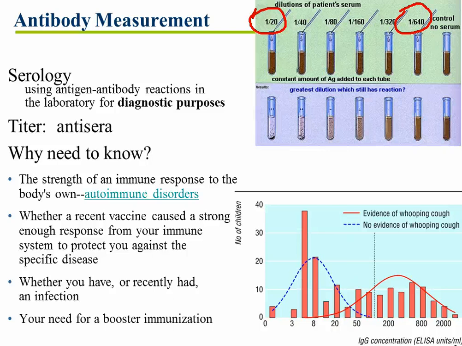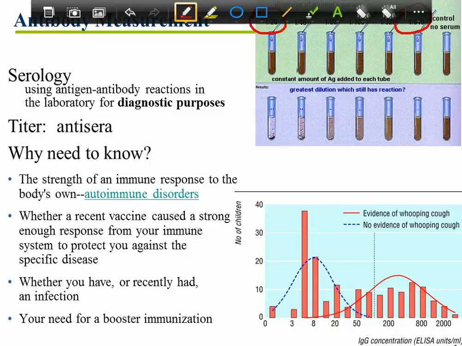Titer is used to diagnose disease. On the bottom, you see a look at titer against pertussis or whooping cough. And you can see a dotted line going down through the middle, black. To the right of that is high titer. That's diagnostic for people having pertussis. Low titer, towards the left, not significant amounts of antibody, therefore a person does not have pertussis.